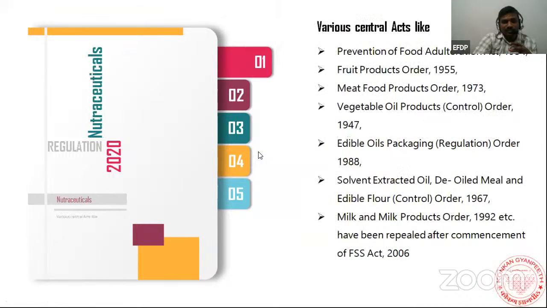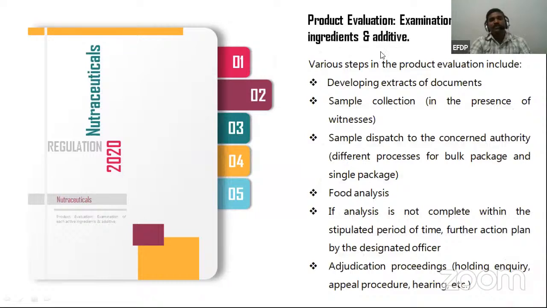But if you compare the regulation in other countries, it is somewhat different from India. The product evaluation parameter which can be considered under the FSSAI is developing the extract of the document. Developing the extract of the document requires lots of data to be covered. Review of literature.